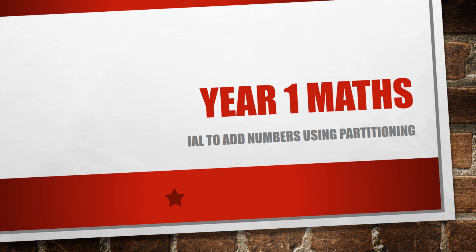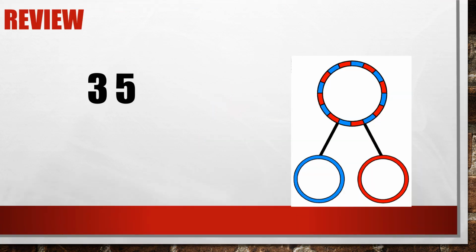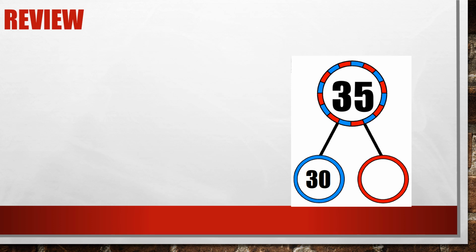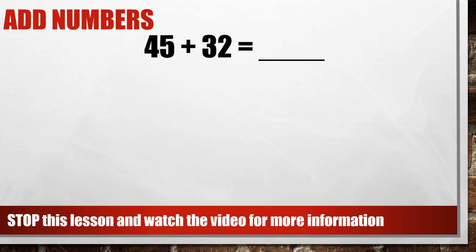Our learning intention for today is: I am learning to add numbers using partitioning. So let's quickly review how we partition 35. We know that we put the number into the big circle at the top, and we partition by saying 30 and 5 equals 35. I think we're pretty good at doing that now. So let's have a look, just to remind ourselves, how we add these numbers.